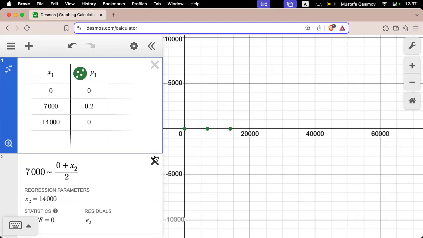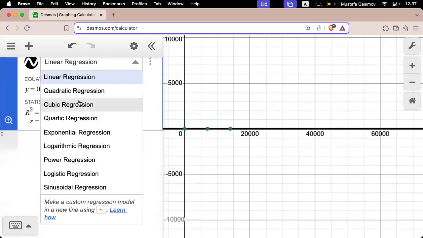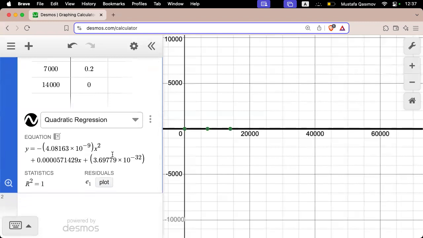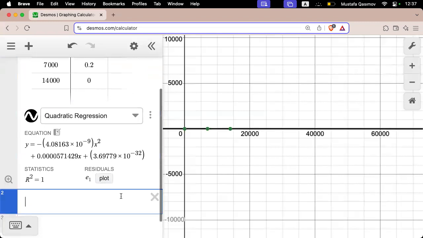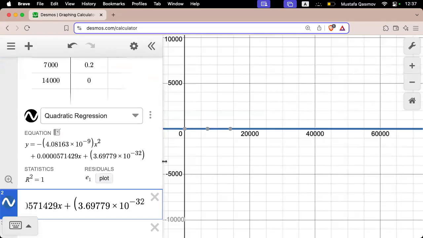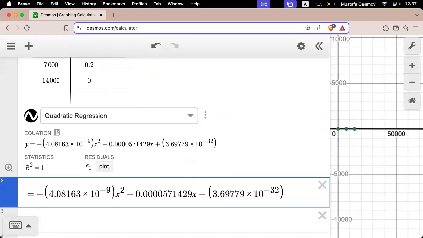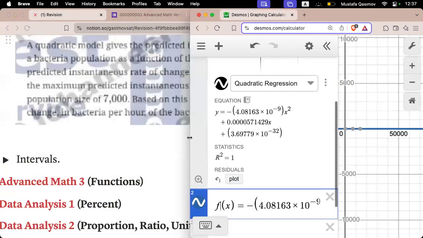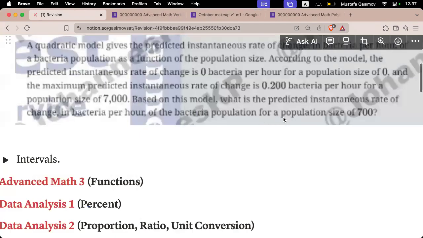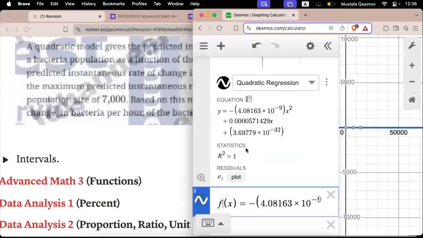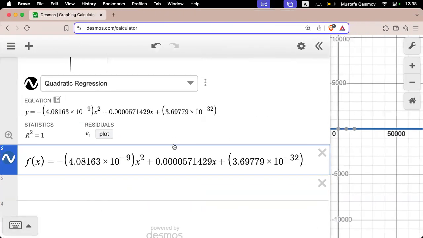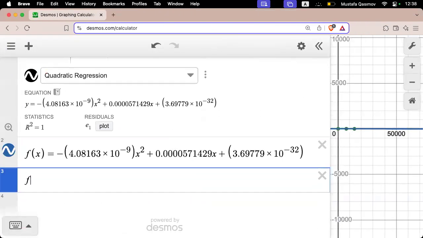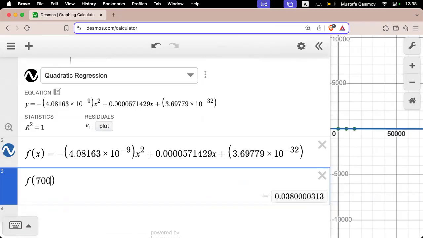Then you have to press that one. Then you have to press quadratic. So you got something like that. You can see it's very complicated. Then write it here. Then say that population size is equal to 700, and we say that x is equal to 700, right? I mean, population size is x. Let's look at what we will get. Yes. But you cannot write that part in the answer, so that is the answer.